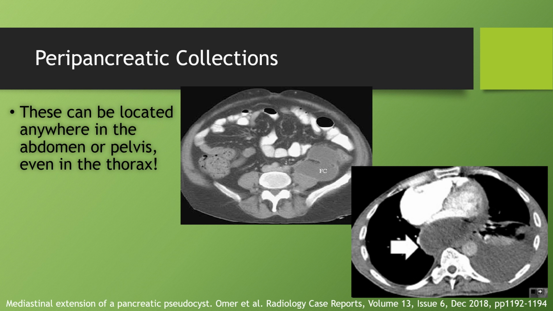They can be found deep in the dependent portion of the pelvis. And then the second image, the one on the right, shows fluid that's tracking along the right side of the esophagus, and then you can see a left pleural effusion. And so these are pretty common findings.